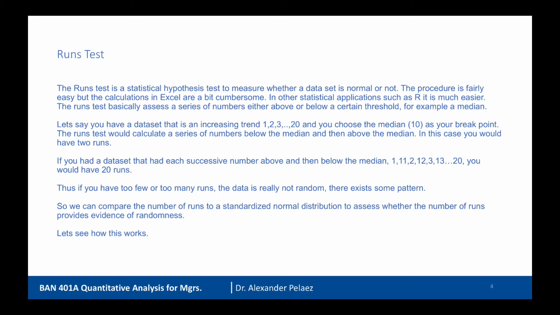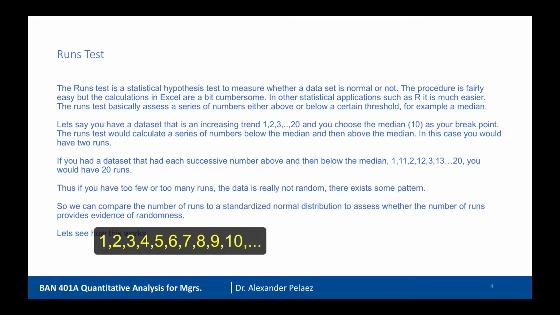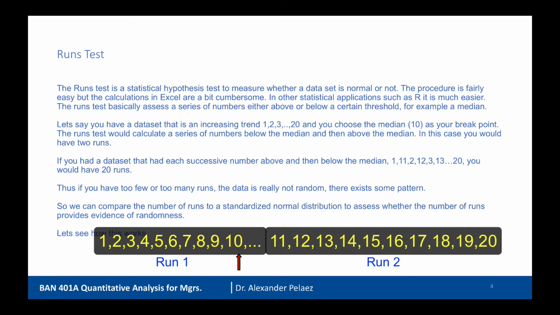So what we're doing is this. Every time a number is below or above the median, and we shift or cross that boundary, we will say a new run is beginning. So you can see here that if we had the numbers 1 through 20, 1 is below the median, 2 is below the median, so they're all part of the same run. 3 is below the median, all part of the same run. But once we get above the median and we cross the line, we then start a new run. So in the numbers 1 through 20, you would have only 2 runs.